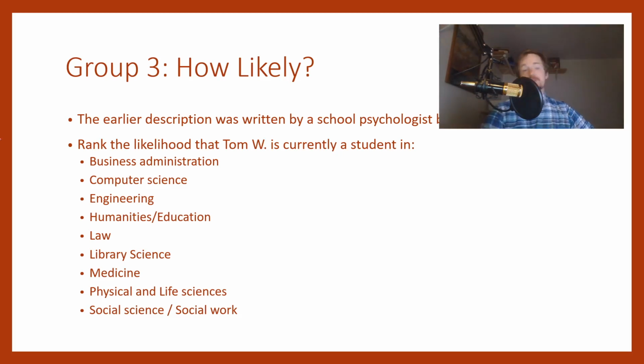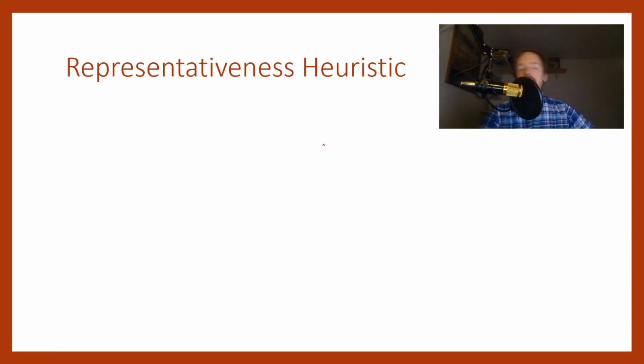Again, when I teach this in class, people will say that he's more likely to be in computer science, in engineering, in library sciences, in physical and life sciences, and that he's less likely to be in education, less likely to be in social sciences and social work. All right, and that illustrates the representativeness heuristic.